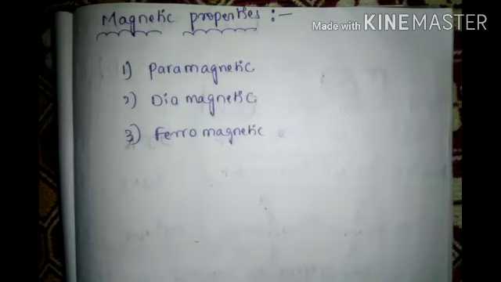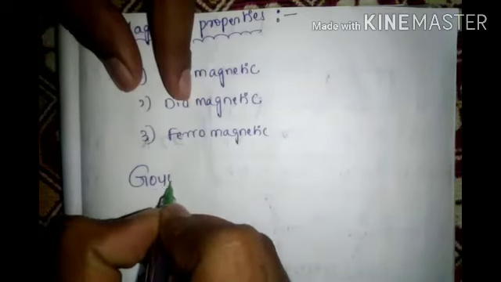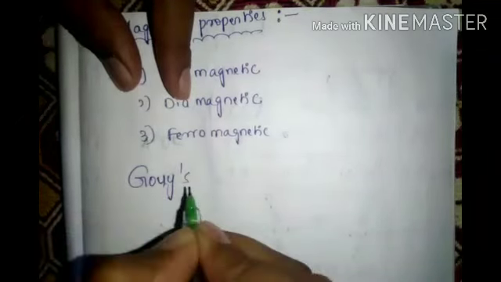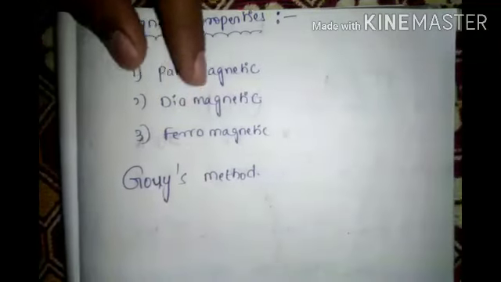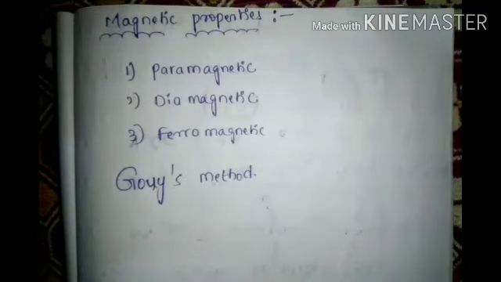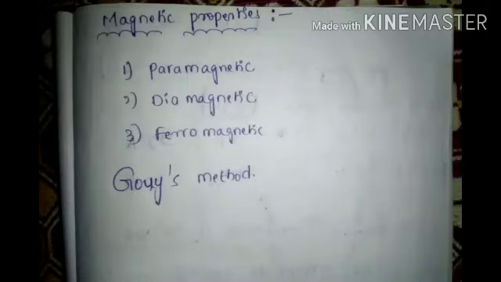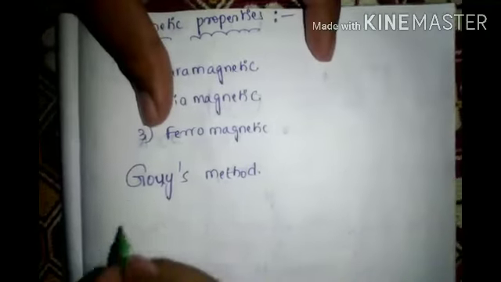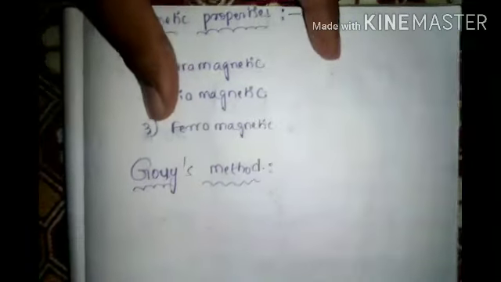This is actually Gauss. The scientist's name is Gauss. This is based on the Gauss method. We have to find out the magnetic nature. This is a simple method.